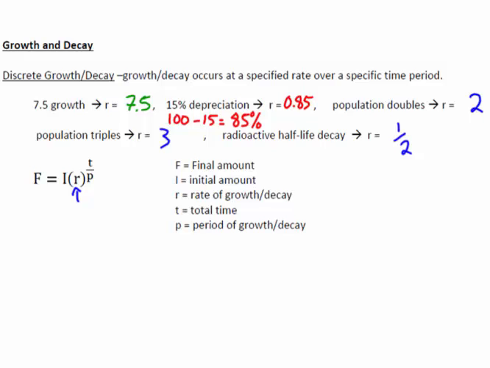And we're going to use this formula. F is going to represent the final amount. I is the initial amount, how much we start with. R is the rate of growth or decay, like we did above. T is the total time that has gone past, and P is the period of growth or decay as given to us in the question. So we're going to use this formula, but remember, it is again just a form of y equals b to the x, where we have other numbers and other variables in there, but it's just an exponential.